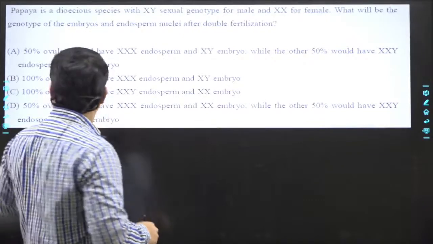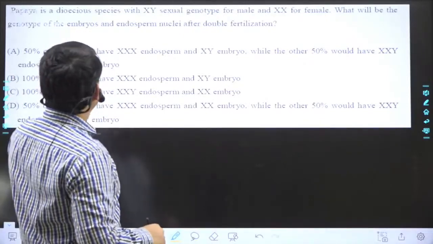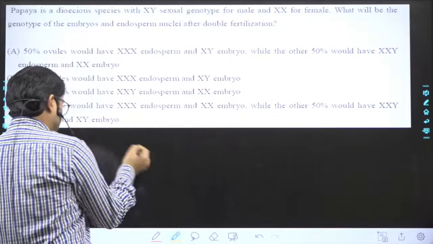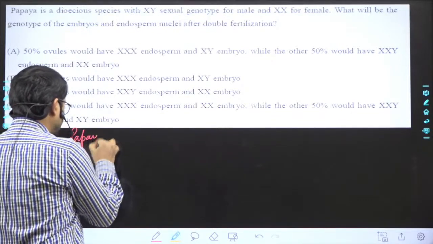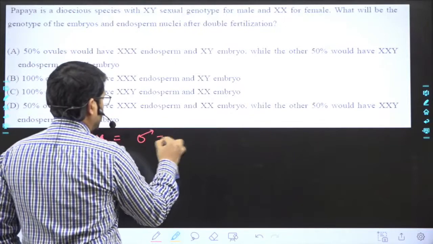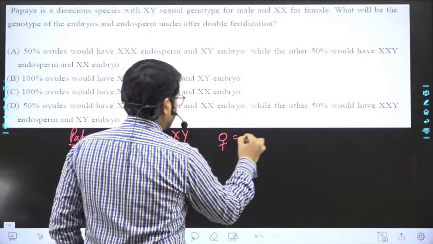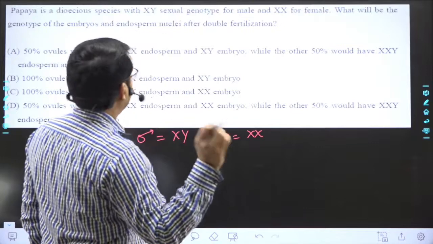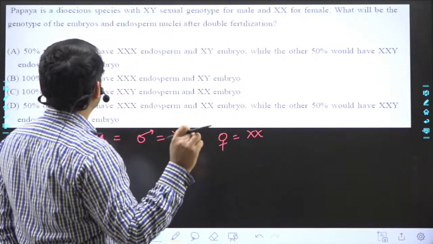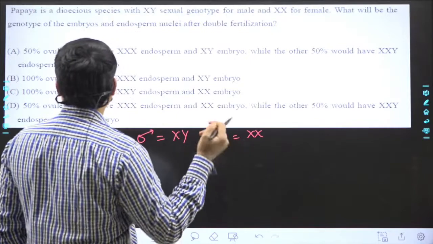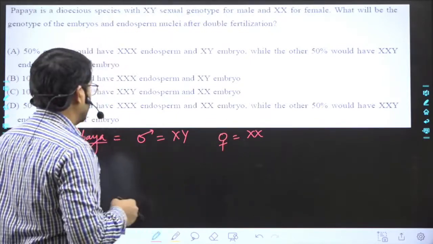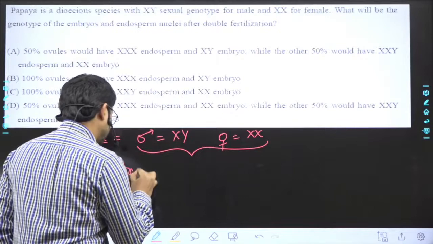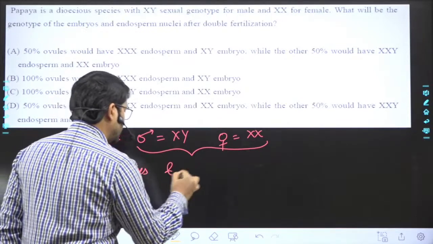The next question is, again, a very good question. It says, papaya is a dioecious species with XY sexual genotype for male. Okay, so here we are talking about papaya. And we are saying the male tree has XY and the female tree has XX. What will be the genotype of the embryos and endosperm nuclei after double fertilization? Okay? What will be the genotypes? Let's go. Genotypes of the embryos and endosperm.